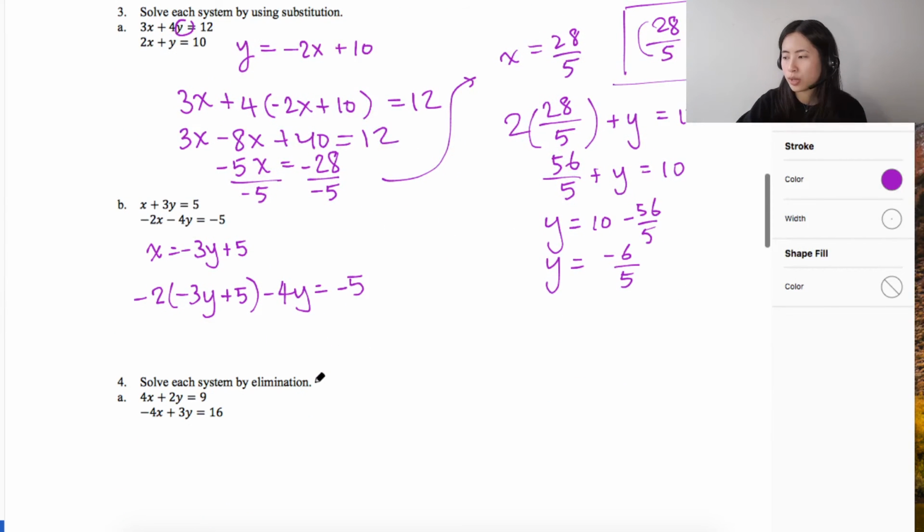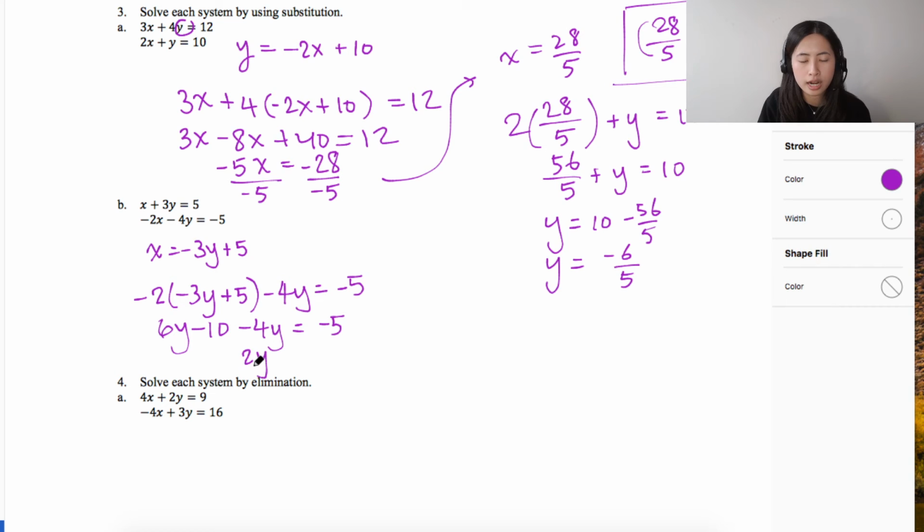Great. Once we have that, all we have to do is distribute. Negative 2 times negative 3y is 6y, and negative 2 times positive 5 is negative 10, minus 4y, equals negative 5. Once we have like terms, you combine them: 6y minus 4y gives you 2y. On the right side, you move the negative 10 to the opposite side, so you get 10 minus 5, which is 5.